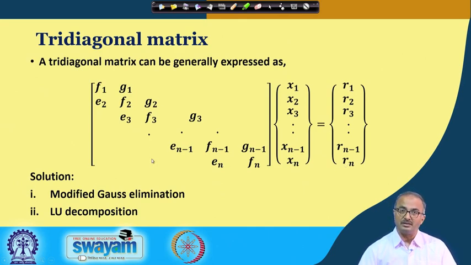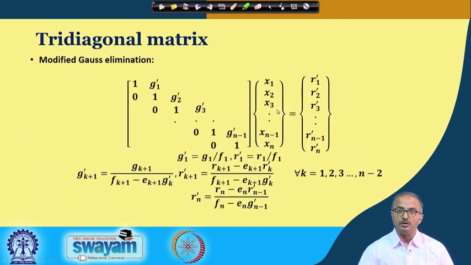Now these can be solved in 2 ways. One is that we can modify the Gauss elimination method, and another is that we can use the LU decomposition method. Let us go one by one. If you go with the modified Gauss elimination method, then we will be reducing our system into this form. It is something like an upper triangular matrix with all the diagonal elements as 1, and we shall be having only one super diagonal. That means half bandwidth is 1.